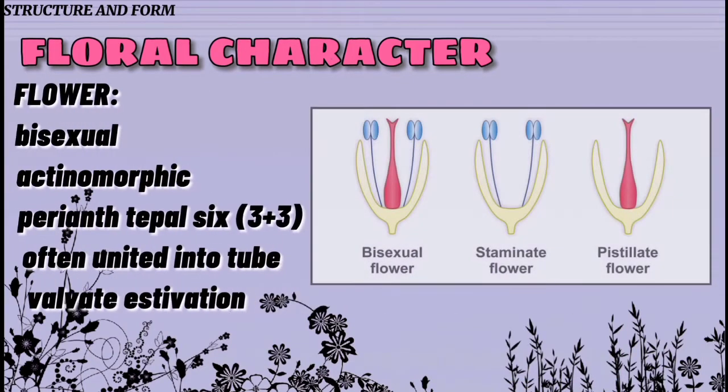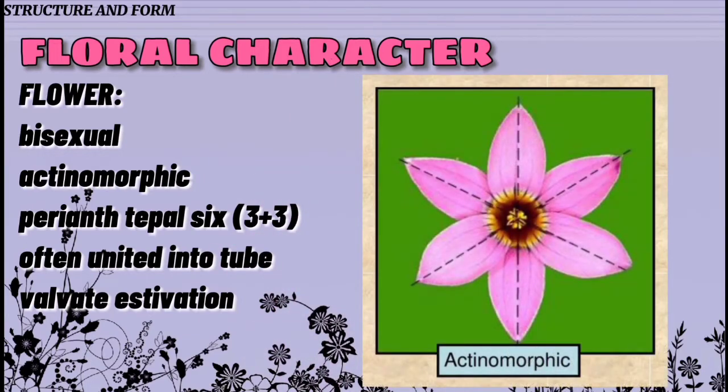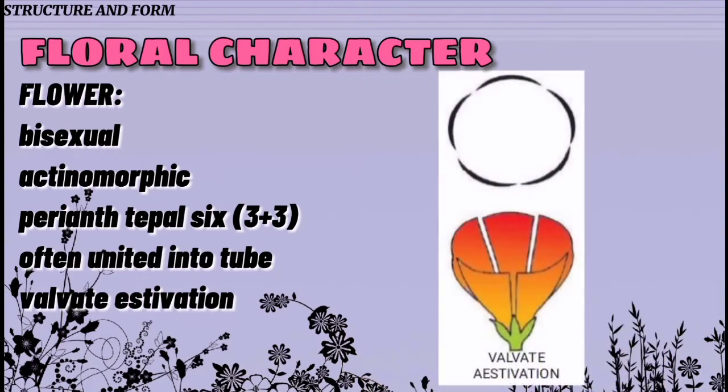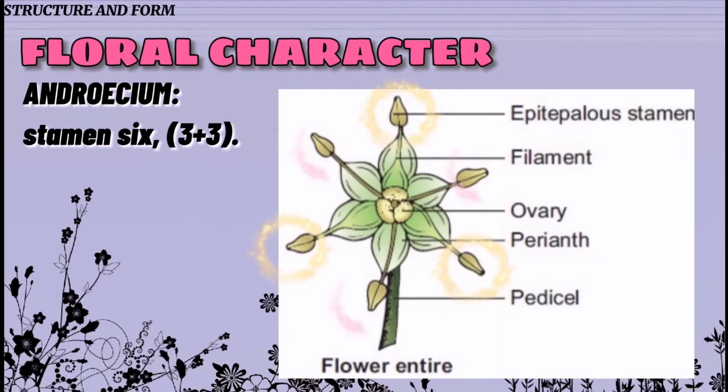Lily's flower is bisexual and it is actinomorphic, which means a flower that can be divided into equal halves along any diameter. Moreover, having perianth, which is 6, 3 plus 3, often united into a tube. And lastly, valvate aestivation, which is when the sepals or petals in a whorl just touch one another and they do not overlap one another. Androecium, having 6 stamens, which is 3 plus 3.